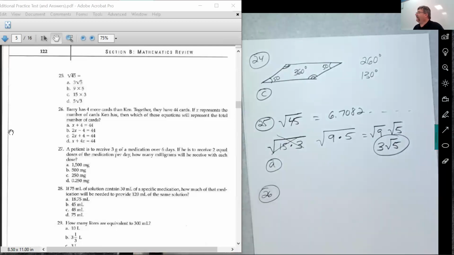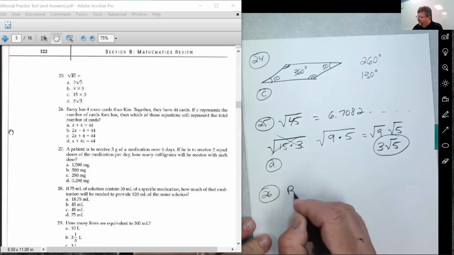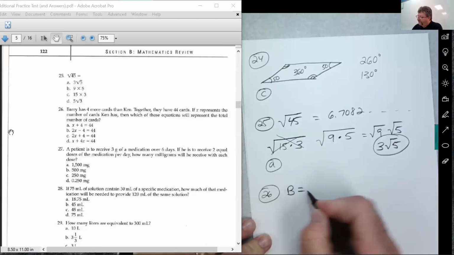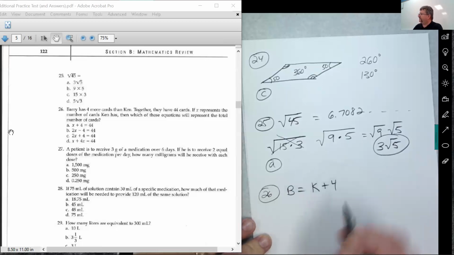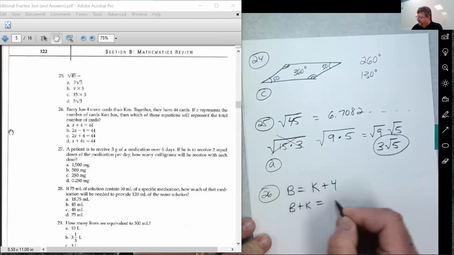26. Barry has 4 more cards than Ken. Together they have 44 cards. If X represents the number of cards Ken has, then which of these equations will represent the total number of cards? If I were just reading that, sometimes you can get confused on what's what. I would say B for Barry and K for Ken. Barry has 4 more cards than Ken, so Barry equals Ken plus 4. And together they have 44, so Barry plus Ken equals 44.